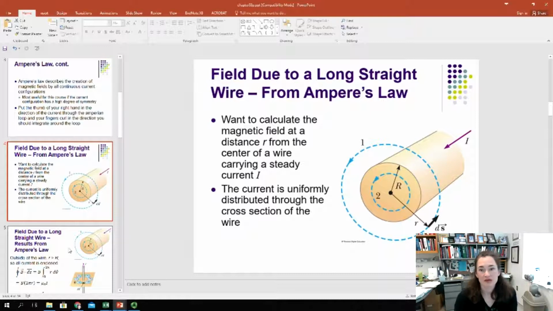Now, we want to know what the magnetic field is at two different points. One point is inside the wire, where little r is less than big R. Big R here is the radius of our wire, and little r is going to be where we want to know our magnetic field. So it's going to be the distance from the center of our wire to the point in question where we wish to know the magnetic field. So one point inside the wire, where little r is less than big R, and one point outside the wire, where big R is less than little r. Okay, so that's where we want to know our magnetic field.